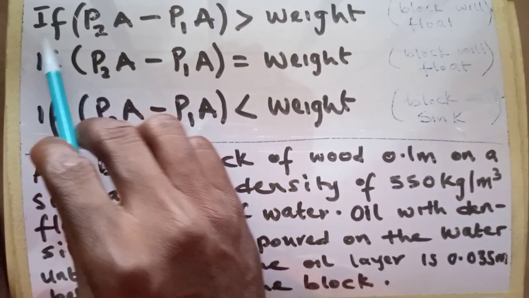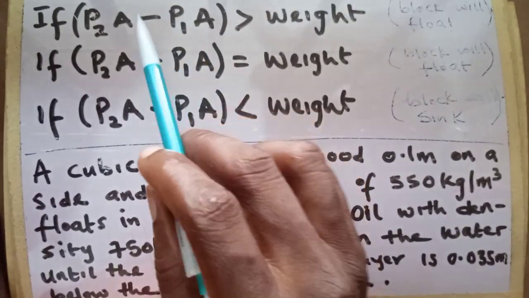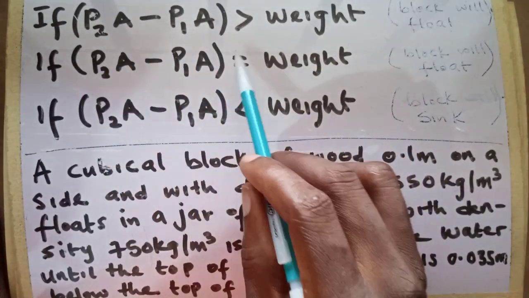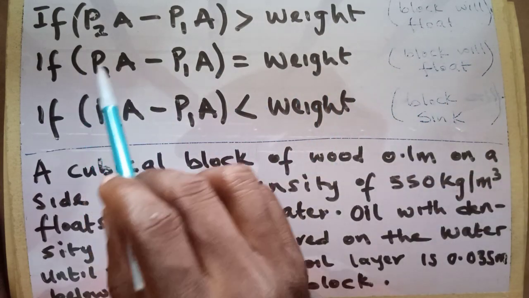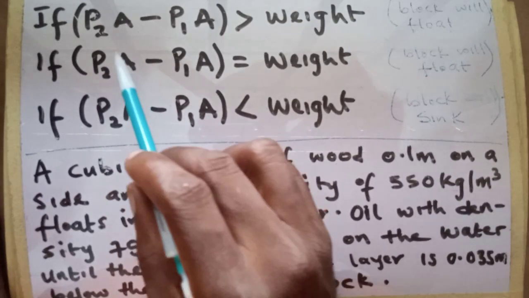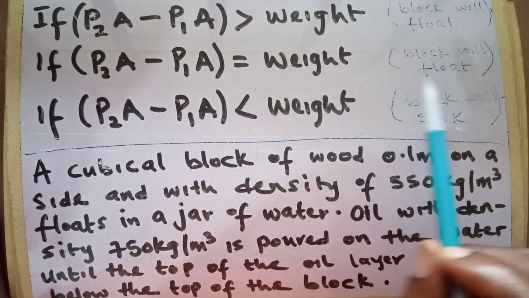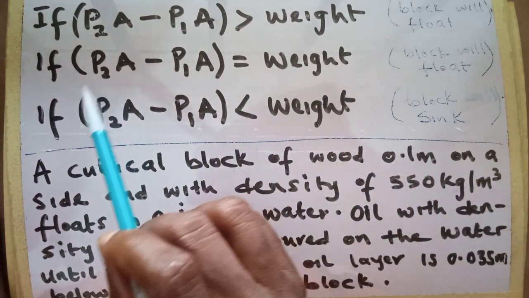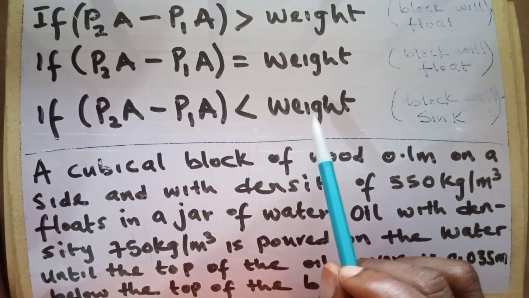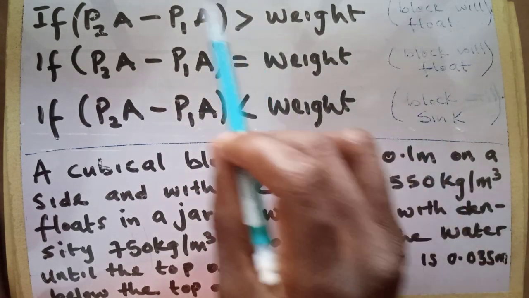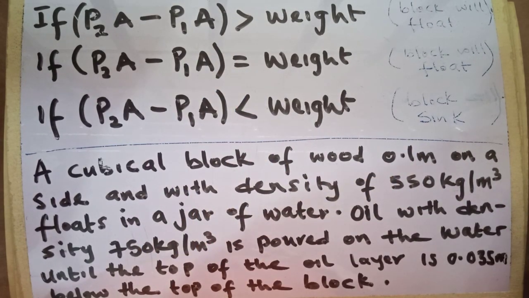So if the force 2 minus force 1 acting on a block, the resultant force, is greater than the weight of the block, then the block will float. If the resultant force of F2 and F1 is equal to the weight of the block, it will also float. But if the resultant force between F2 and F1 is less than the weight of the block, then the block will sink. So this is the origin and principle of buoyancy, or also known as flotation.